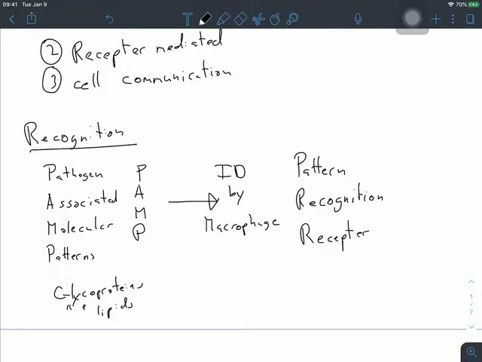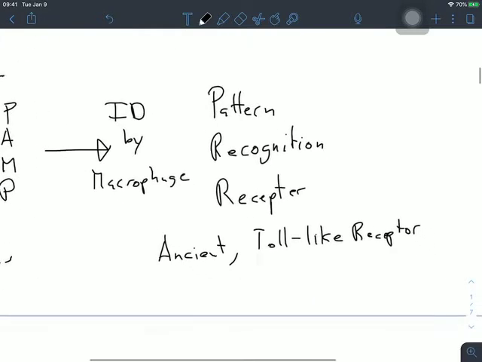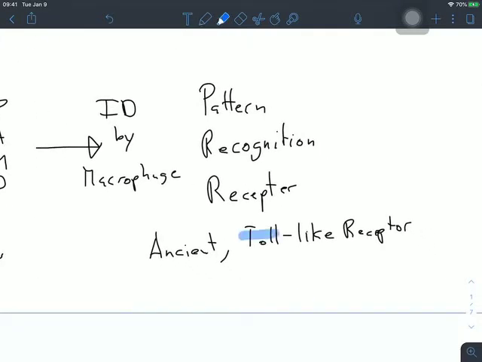These PRRs are absolutely fascinating. They are incredibly ancient. They have a lot in common with something called toll-like receptors, or they are toll-like receptors. Now, I like the story behind why they're named toll-like receptors. The word in German for great or awesome or good is toll.